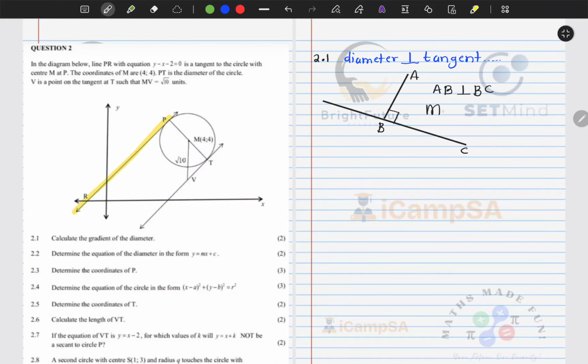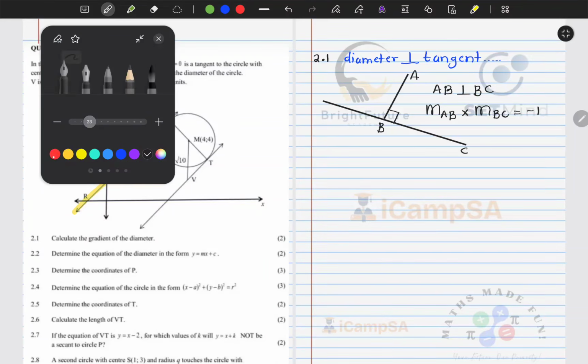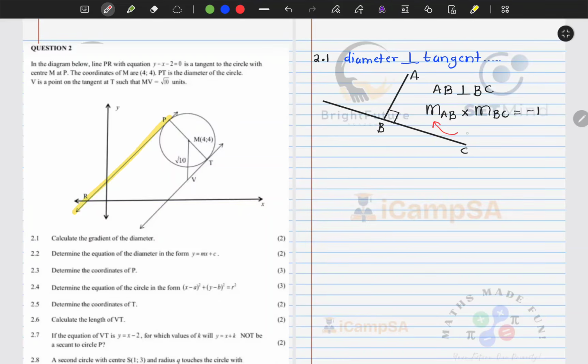Then when we talk about tangents, the tangent of AB, because they are perpendicular, when we multiply it with the tangent of BC, what we should get is -1. This here is a very important property. So please make sure that you do know this property here.